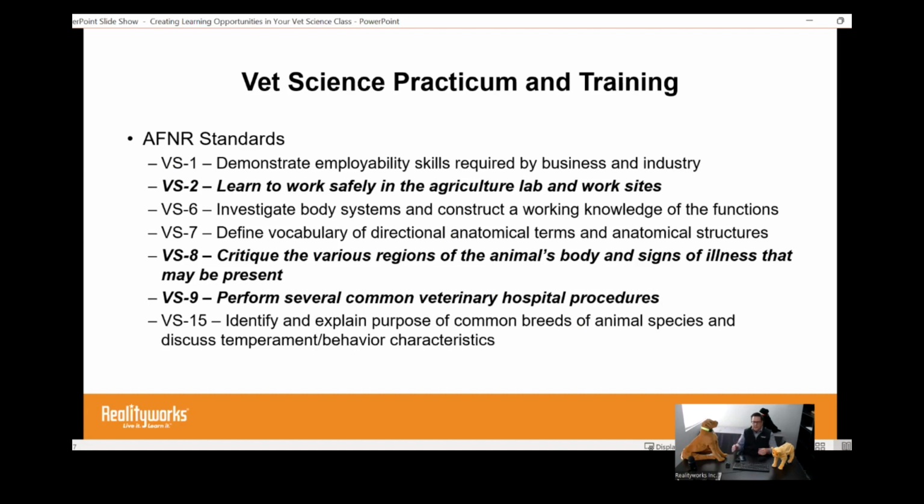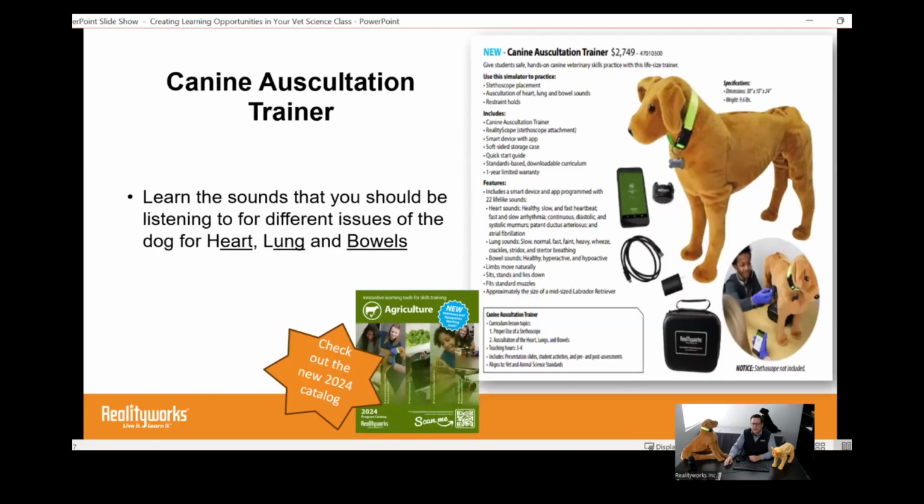Now, in this case, our animal really focuses on the sounds of the heart, the lung, and the bowels.